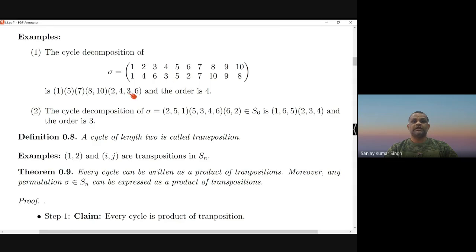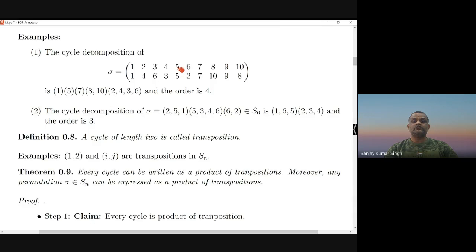So 4 is going to 3. Now I will check where 3 is going. 3 is going to 6. So I came to 6. Now I will check what 6 is doing. 6 is going to 2. So now I again come back to 2, so I will close this bracket. Now I will look at the other elements.